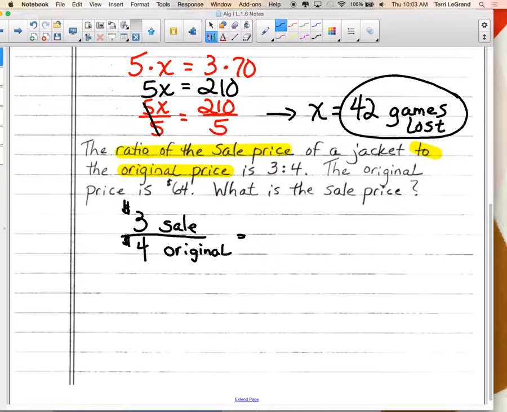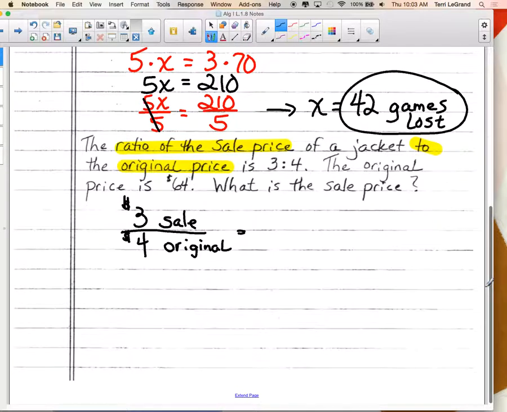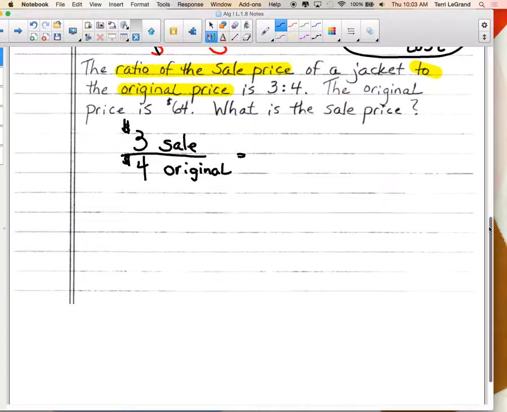Well, then they ask, if the original price is $64, what's the sale price? So what's our other ratio going to look like? What's the other ratio going to look like? Andrew? X dollars and then the label would be sale. So we're looking for the sale price. And then $64 and the label would be original. Okay. So we have to make good comparisons, in other words. You can't switch up the comparison in the other ratio. If you're comparing sale to original in the first one, compare sale to original in the other one, right? Okay, go ahead and solve that.